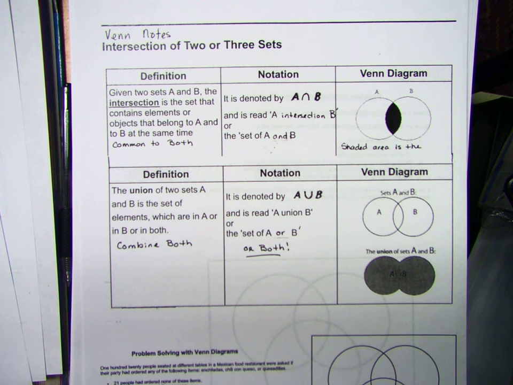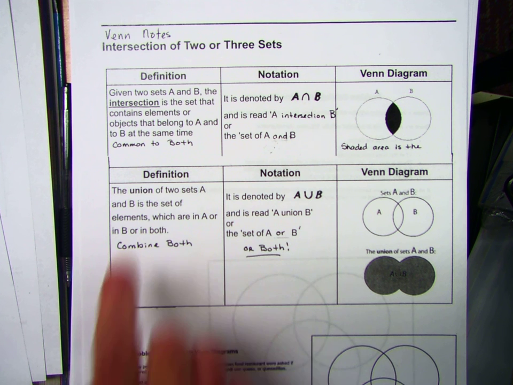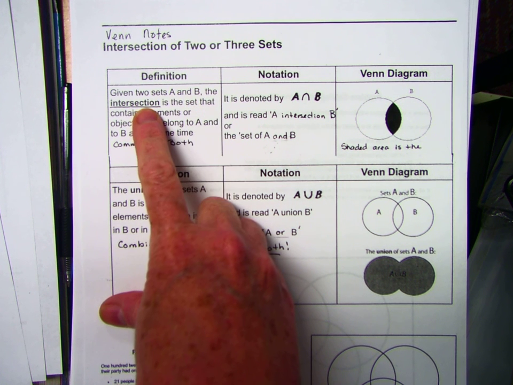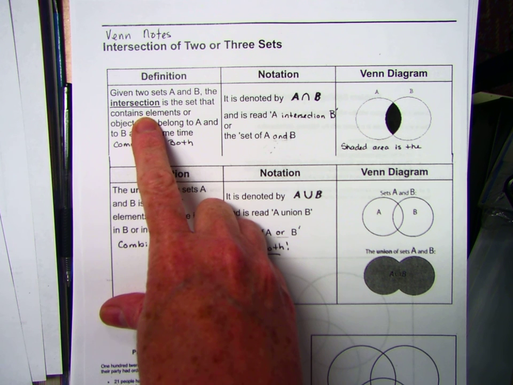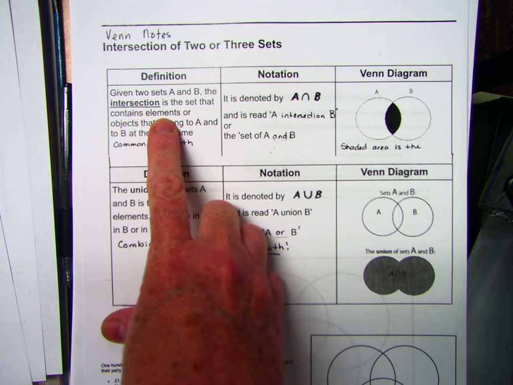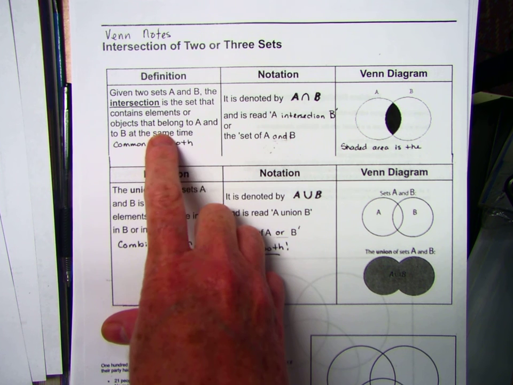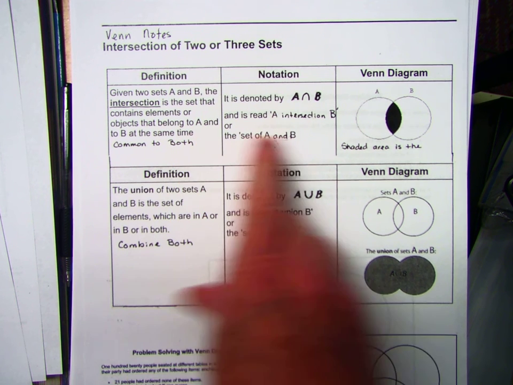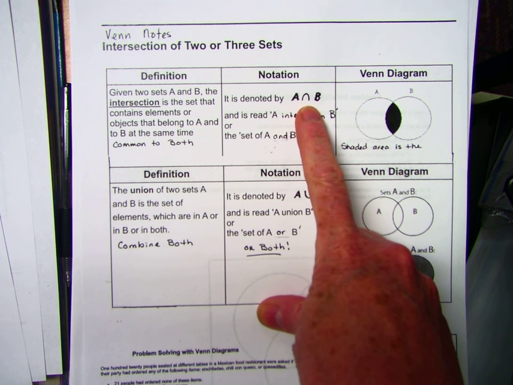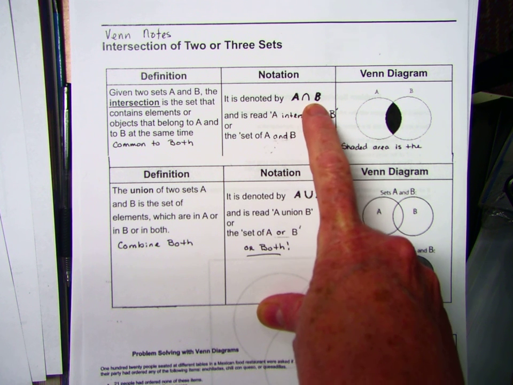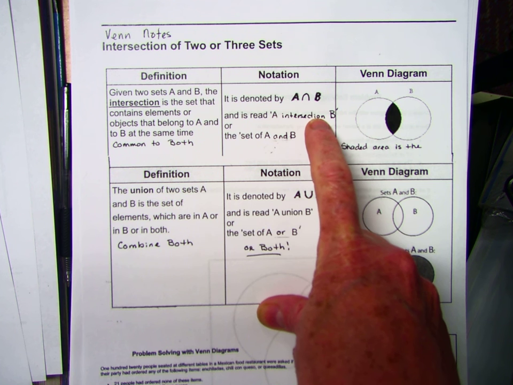So an intersection in a Venn diagram is when you have stuff in set A and stuff in set B, and it's the intersection between these sets, so it contains elements and objects that belong to A and B at the same time. It's represented with this upside down U. If you see this, you would say A intersect B, or the intersection of A with B. Does this make sense?